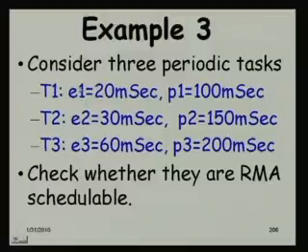Let us take an example. There are 3 tasks here: T1 is 20 milliseconds and 100 milliseconds; T2 runtime is 30 milliseconds and period is 150; T3 is 60 and 200. Now, check whether they are RMA schedulable. Please try it out. Use the completion time theorem to check whether these 3 tasks will be schedulable.